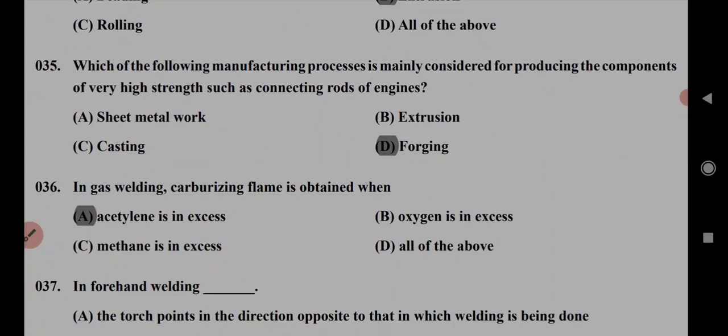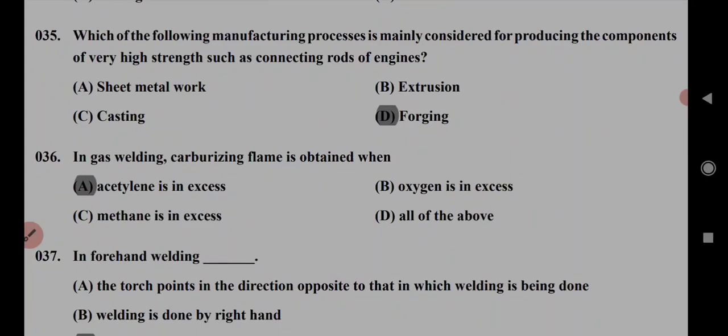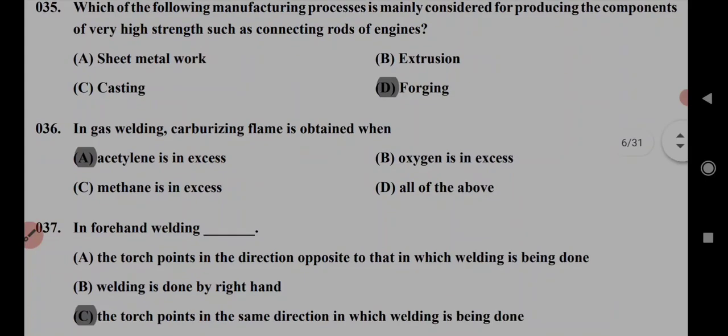35. Which of the following manufacturing processes is mainly considered for producing components of very high strength, such as a connecting rod of an engine? So option D, the forging process, is mainly used.